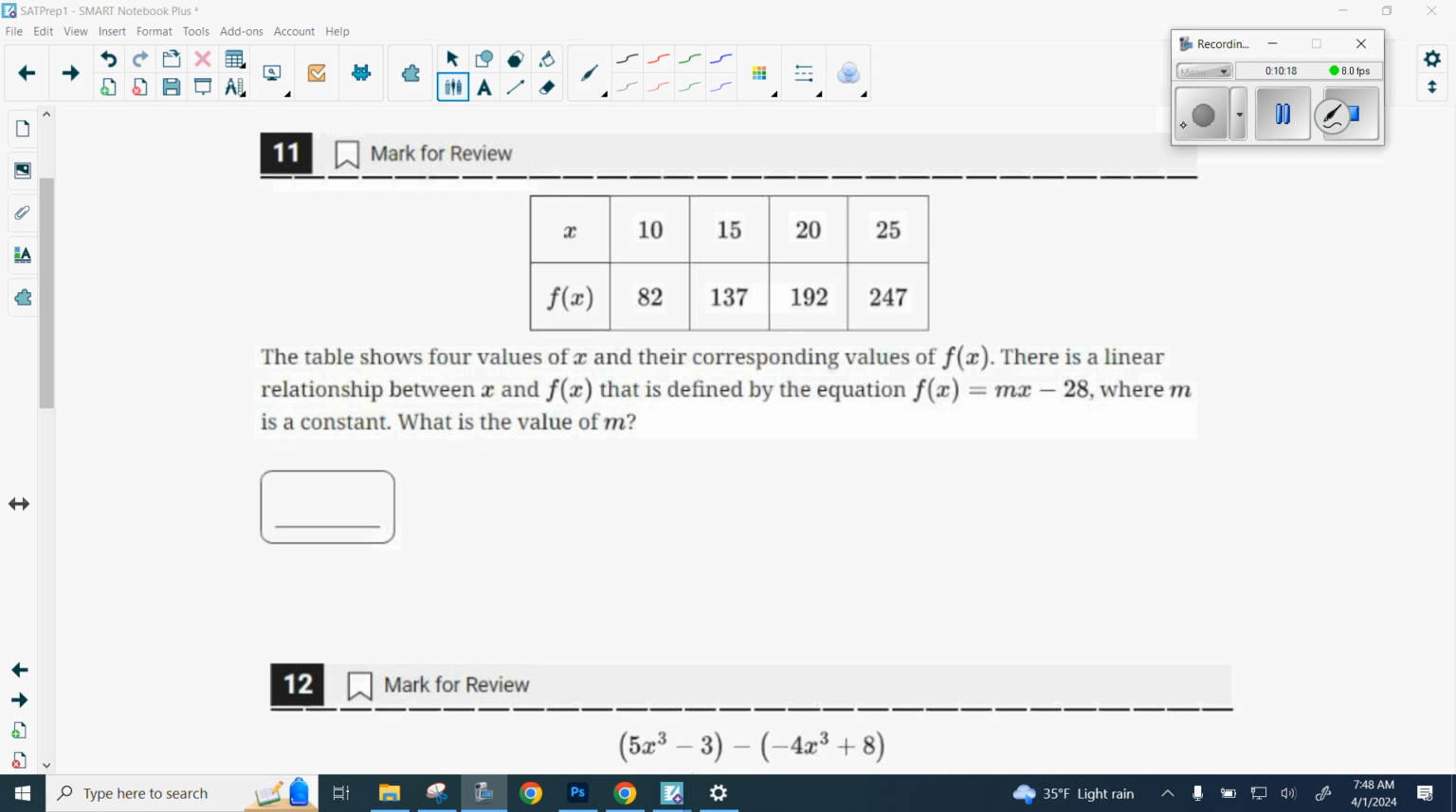We got 4 values of x and their corresponding values of f of x, right? Remember, this is x. This is the same thing as y, right? This is our input, output. There's a linear relationship between x and f of x that is defined by the equation f of x equals mx minus 28, where m is your slope, right? So this is a linear equation, or a linear function, I should say. And we want to find out what the slope is.